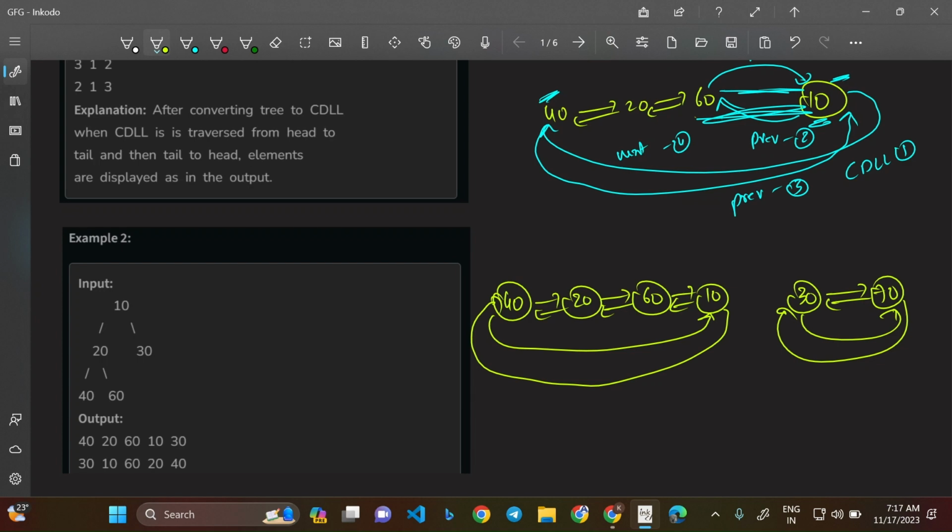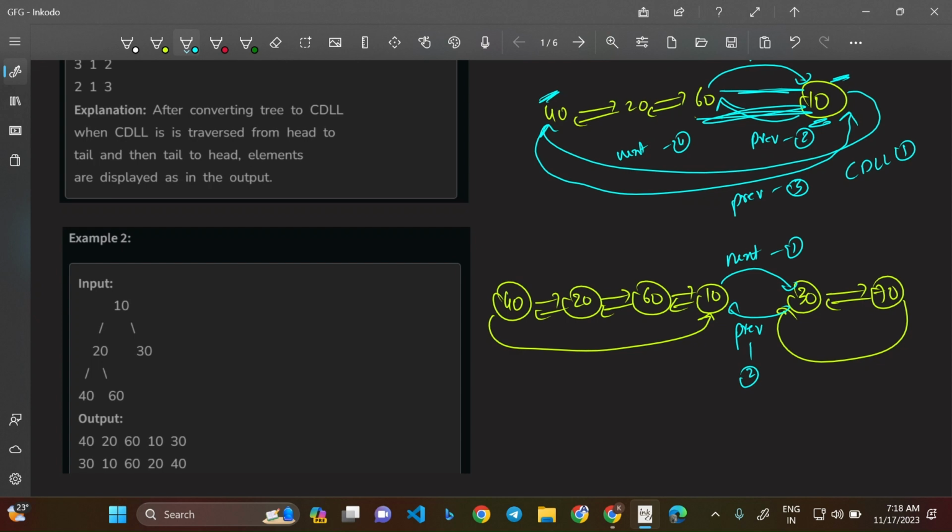Again, what are the 4 transitions? Whenever you're trying to connect 2 CDLLs, only 4 transitions are there. Connect these two. So 10's next would be no more 40. It would be 30. So let us erase this part. So 10's next, that is your first transition. And 30's previous would be your 10. This is the second transition that you're going to do.